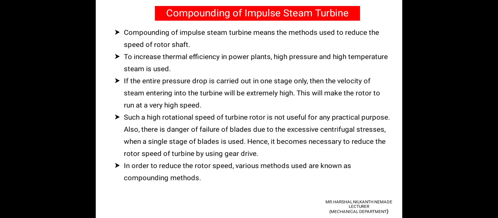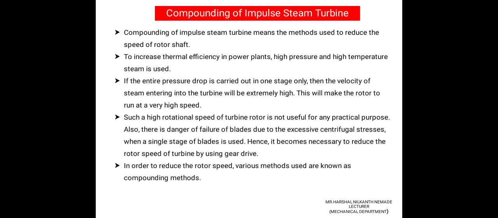Second one is to increase the thermal efficiency in the power plant. High pressure, high temperature steam is used. Third one is, if the entire pressure drop is carried out in one stage only, the velocity of steam entering into the turbine will be extremely high. This will make the rotor run at a very high speed.